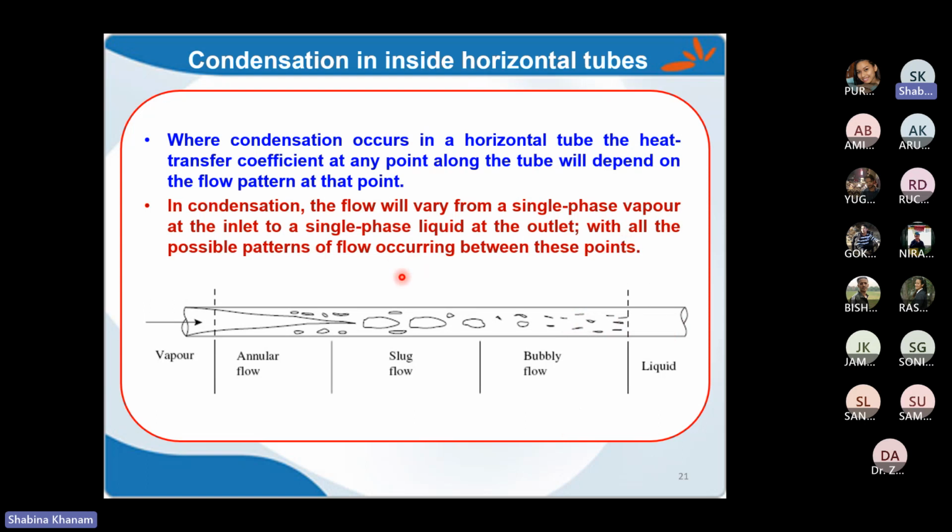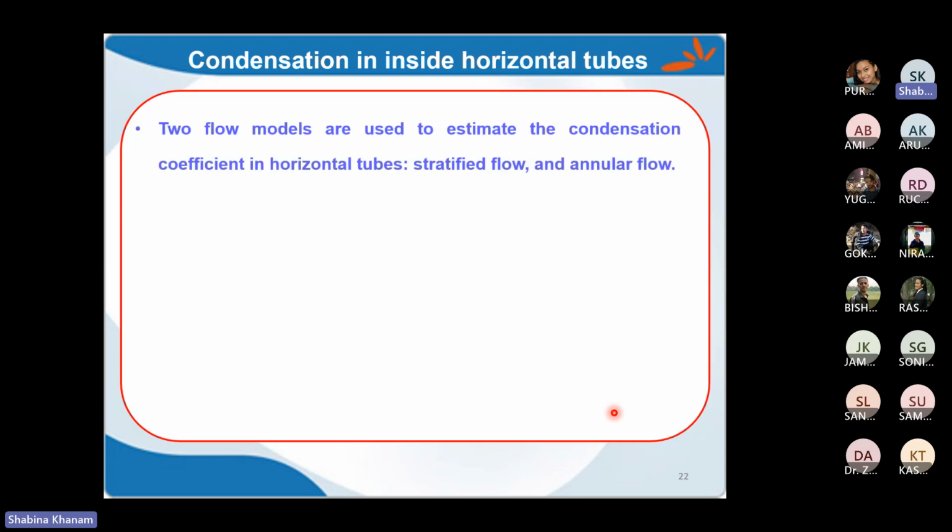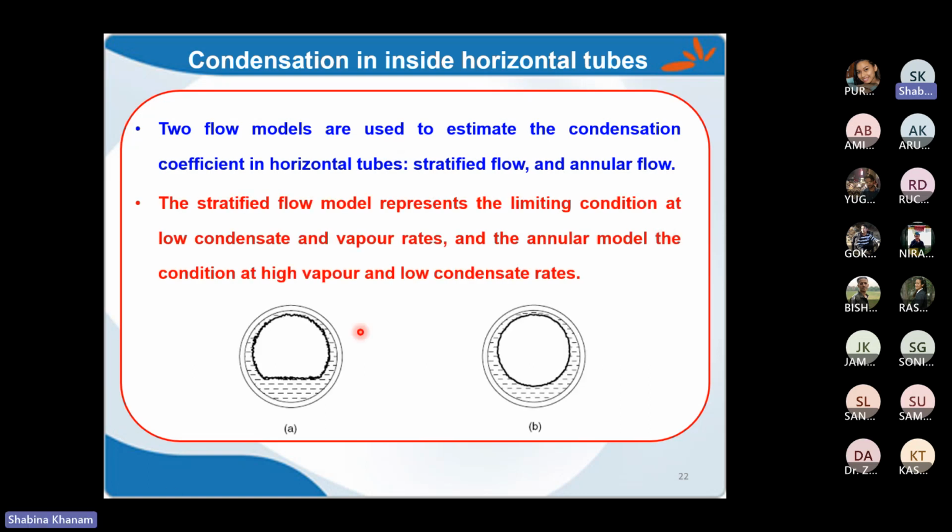So in condensation, the flow will vary from single phase vapor at the inlet to single phase liquid at the outlet, with all possible patterns of flow occurring between these points. So from here to here we can have variation in pattern. And if this is the case, we usually come across two types of flow when condensation is occurring inside the horizontal tube. These two types of flow are stratified flow and annular flow. If you see, here I am having the stratified flow and this is the annular flow.